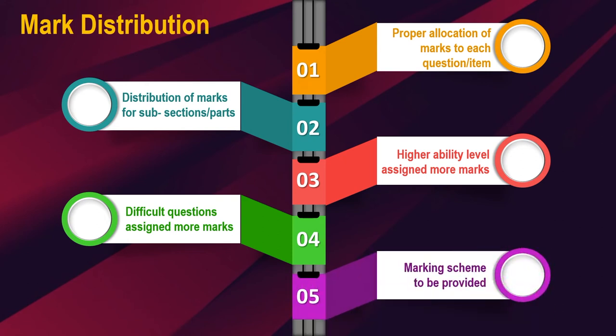And a marking scheme is to be provided, especially when you are including numerical questions or extended essay type questions. The paper setter must provide the marking scheme to the examiner, because it should not vary from one examiner to another. So, for a numerical, one should clearly specify how many steps there are in solving it and how many marks are to be allocated to each step. If we try to follow these principles, we can ensure that the mark distribution is appropriate as far as the question paper is concerned. So, friends, these are the steps involved in setting a good quality question paper which is valid and reliable. Thank you.